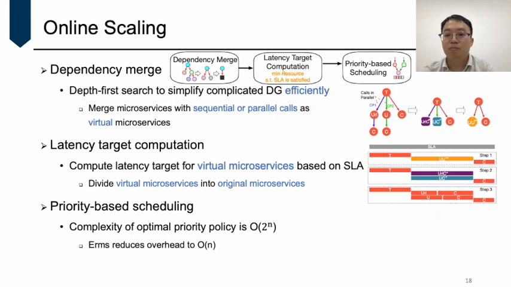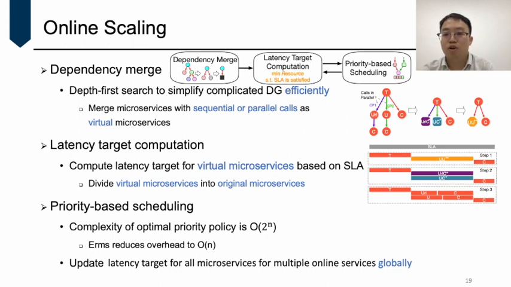After that, we implement the priority-based scheduling on the shared microservice. However, it is expensive to achieve the optimal solution for a large number of shared microservices. So we adopt a heuristic solution to allocate higher priorities to the online services with lower microservice latency targets. Such a solution can reduce overhead greatly.